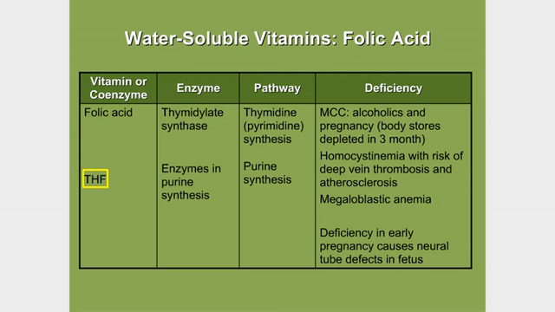For example, in pregnancy, folic acid must be present very early in pregnancy, especially within the first few weeks, because that's where the neural tubes are being developed. And if folic acid is deficient, the neural tubes will not develop like they should and you end up with the tragic neural tube defects in the fetus.